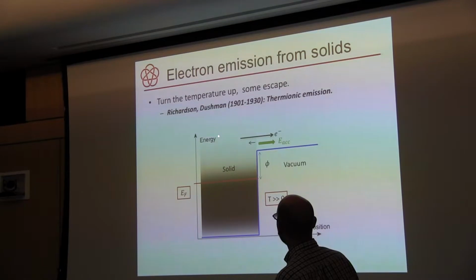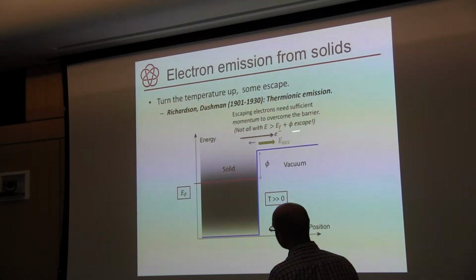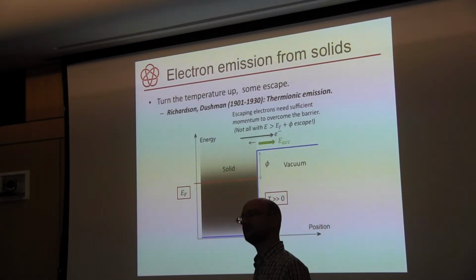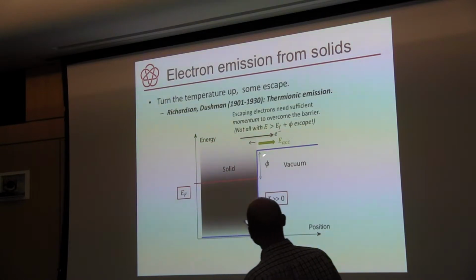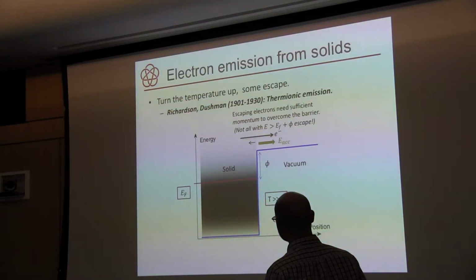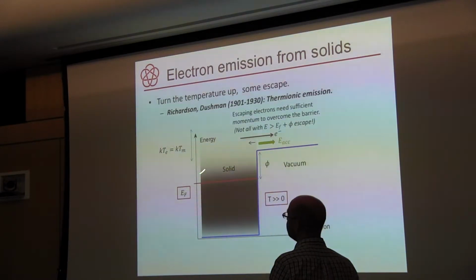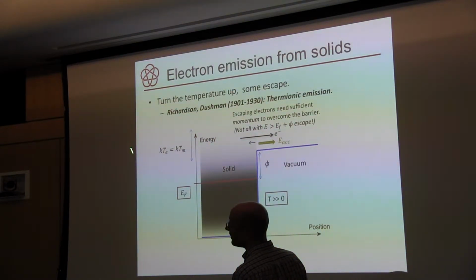So the spread of the momentum in this case, the spread of energies, is so large that some have energy larger than the vacuum energy and can escape. Not all of them escape. They can't just have enough energy. They also have to have enough momentum in the right direction to get out. So some of them are reflected back.